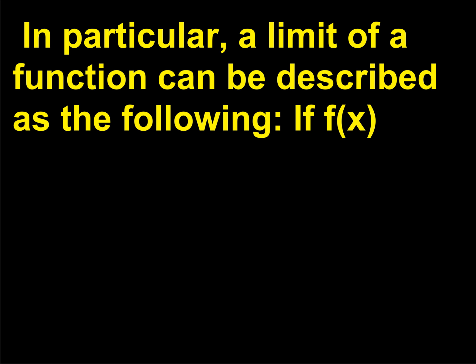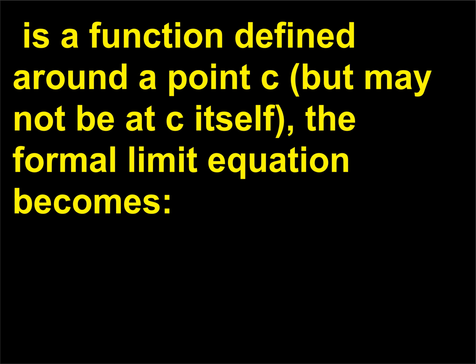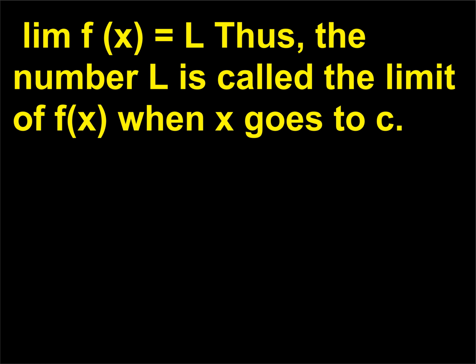In particular, a limit of a function can be described as the following: if f(x) is a function defined around a point c, but may not be at c itself, the formal limit equation becomes lim f(x) = L. Thus, the number L is called the limit of f(x) when x goes to c.